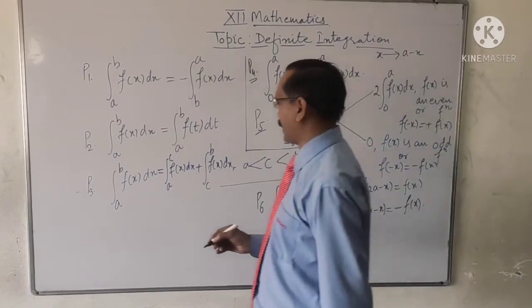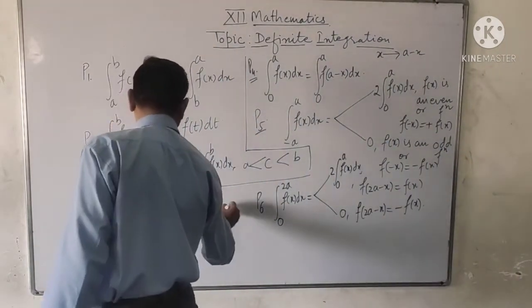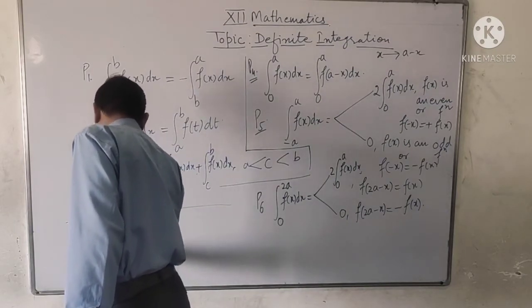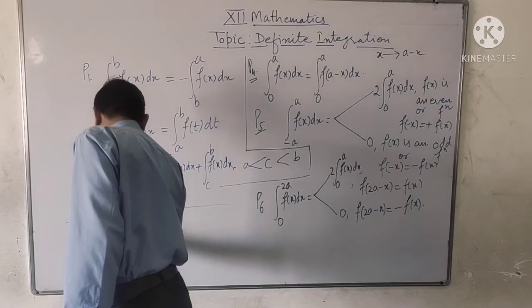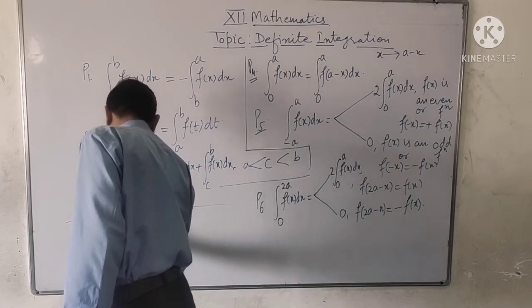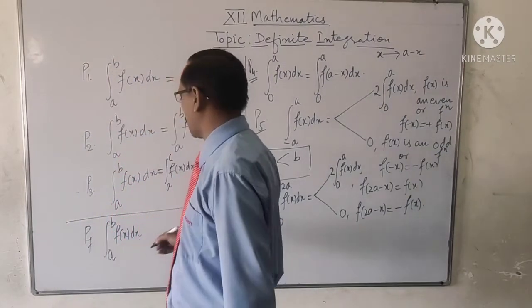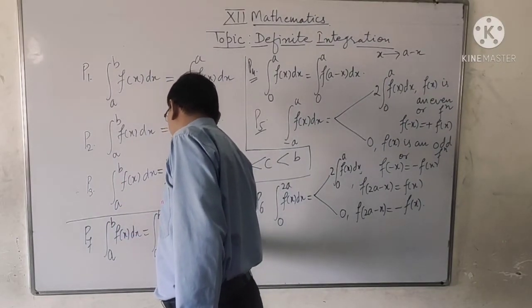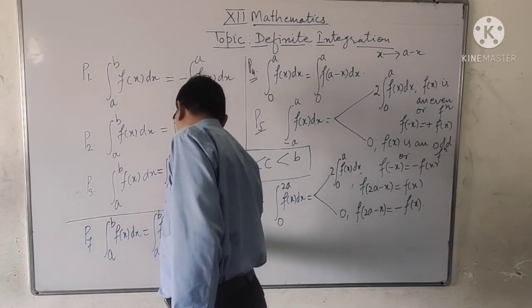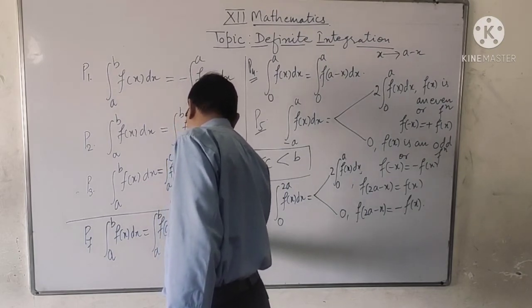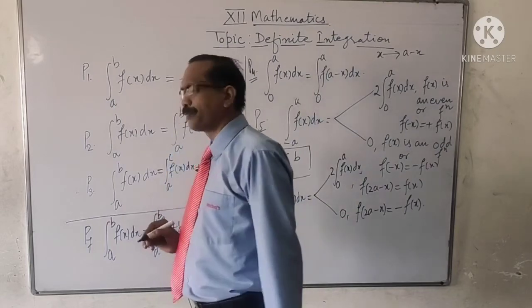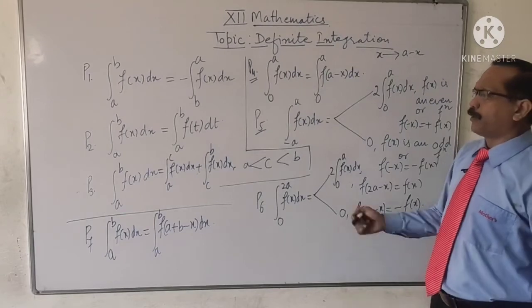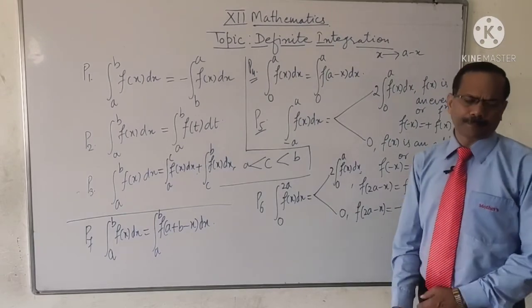Then property number 7. There is the integral from a to b of f(x) dx. It is the same as the fourth property. Limits will be the same, a to b, and x will be replaced by a plus b minus x. So there are 7 properties. All these properties are important for the questions.